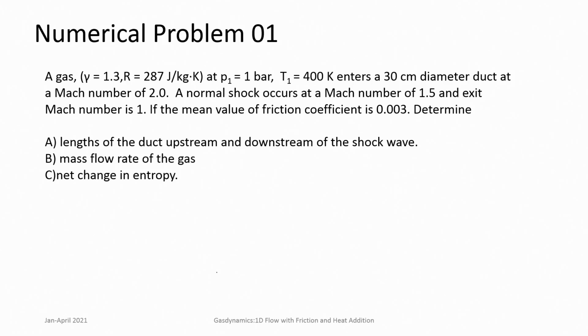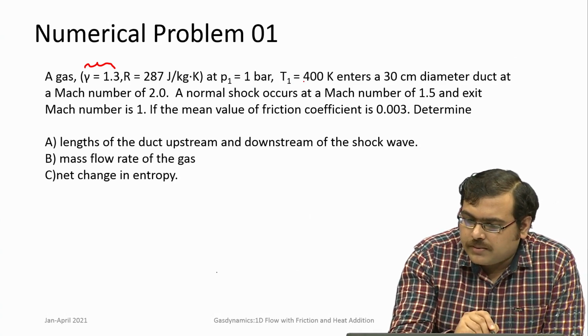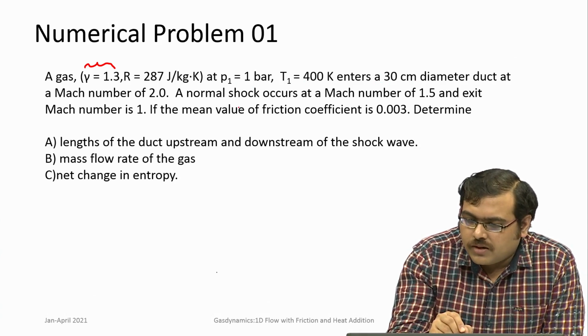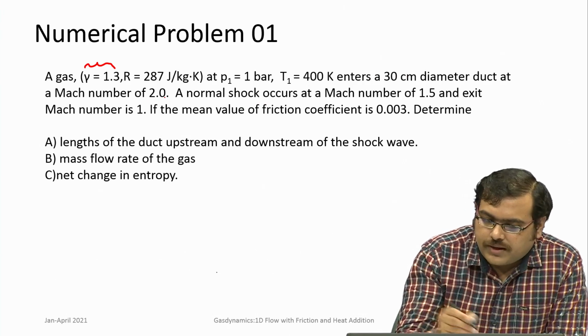A gas, gamma is given as 1.3, R is 287. Please make note of gamma, it is slightly different from what we usually use. If you are using online calculators, there is an option to change gamma. At P1 equal to 1 bar, T1 equal to 400 Kelvin, the gas enters a 30 centimeter diameter duct at a Mach number of 2.